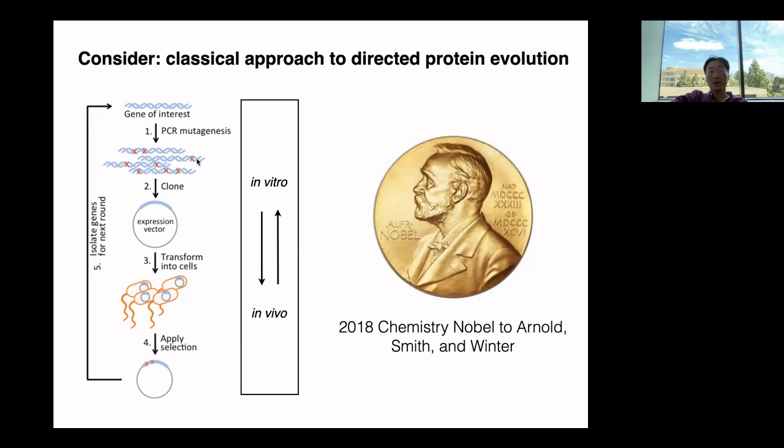You have a gene of interest that you'd like to evolve towards a new function. You, in a test tube, make libraries based on that gene, such as through PCR mutagenesis. You clone that into an expression vector. You put it into cells so that the protein product can actually express, and so that the cells can be engineered to apply a selection for the function you want. And then you take out the DNA that is selected, and then you repeat the cycle.